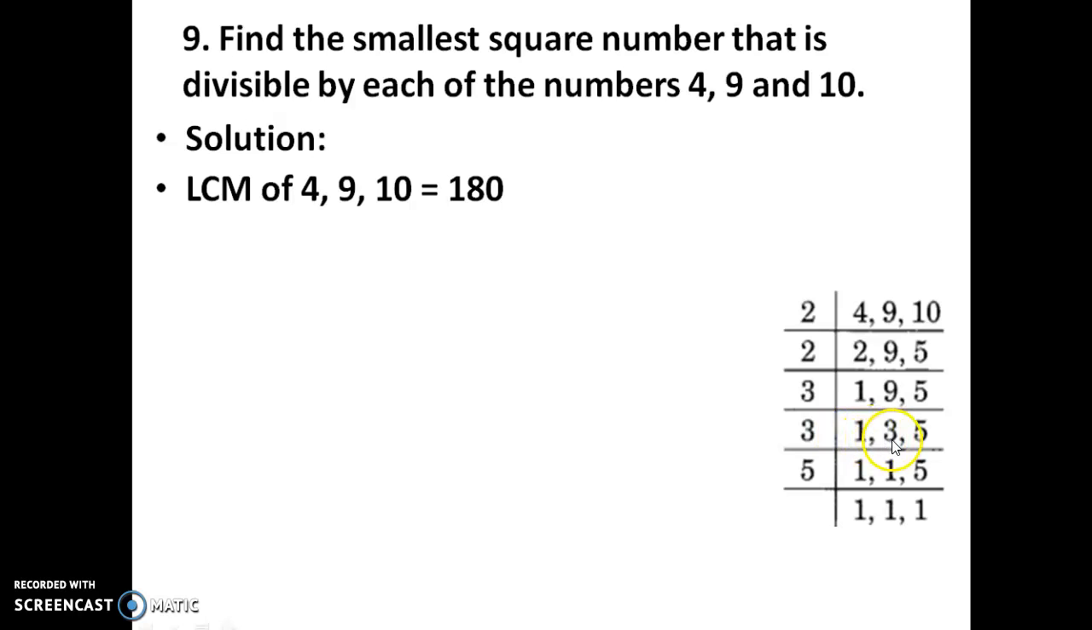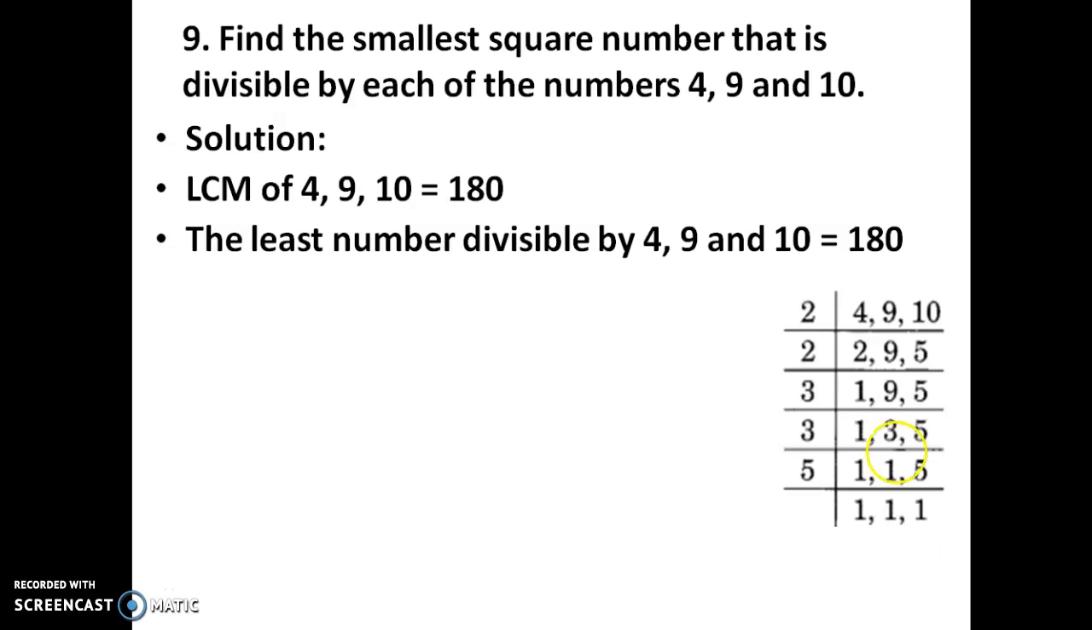Then 3 divided by 3 is 1, and 5 divided by 5 is 1. This is how you will find the LCM. So for the LCM you have to multiply all these numbers, and you will get 180. The least number divisible by all these three, 4, 9 and 10, is 180. So that's the answer.